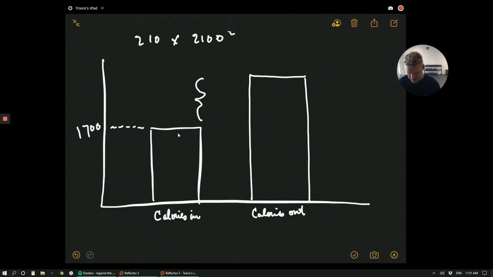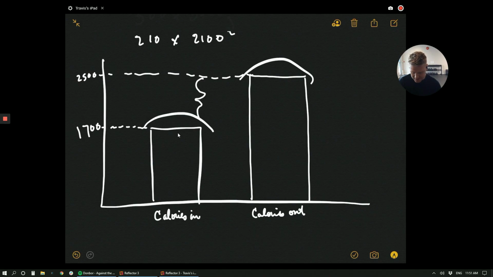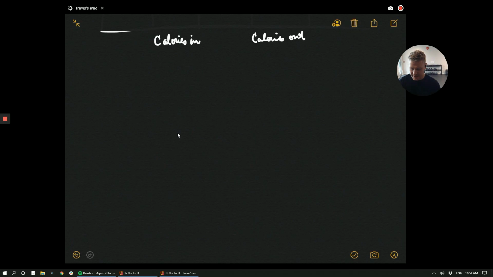So let's say this is 2500 calories out, right? So this is how much you're burning. This is how much you're consuming. This difference here is 800, right? So you're burning 800 more than you take in on any given day. Make sense? Right. So the next thing you need to know is 1 pound of body fat equals 3,500 calories.